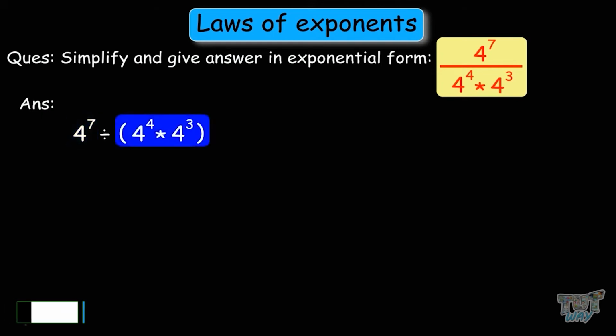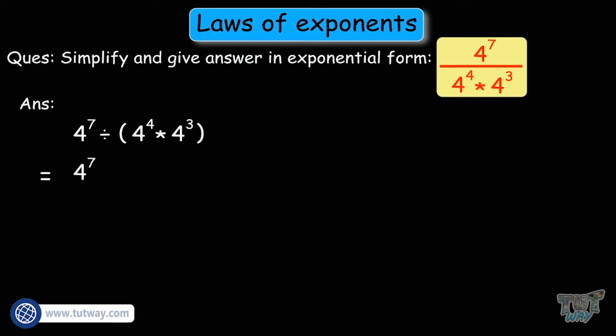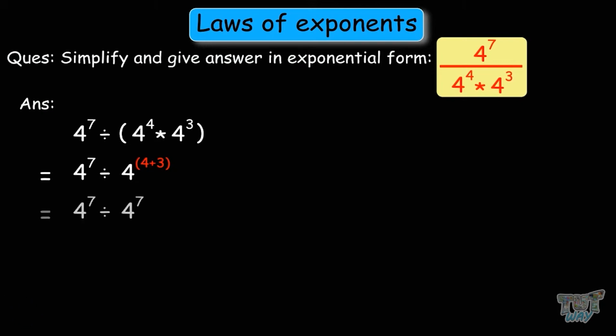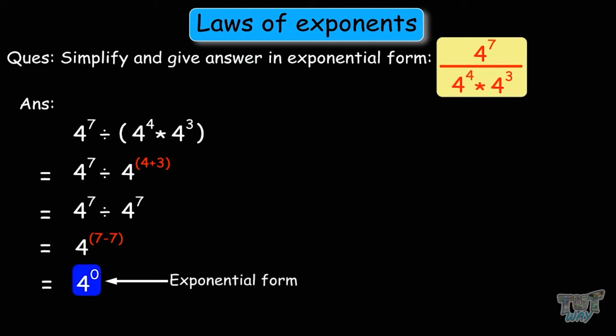We have to divide up the expression, so we'll solve with the multiplication part first. Here the bases are the same, so we add the exponents. 4 to the power of 4 plus 3, which equals 4 to the power 7. Now we divide 4 to the power 7 by 4 to the power 7. So we get 4 to the power of 7 minus 7, or 4 to the power 0. Because anything to the power of 0 is 1.